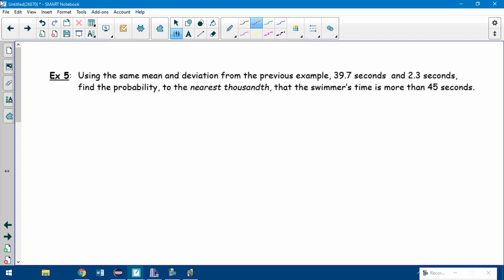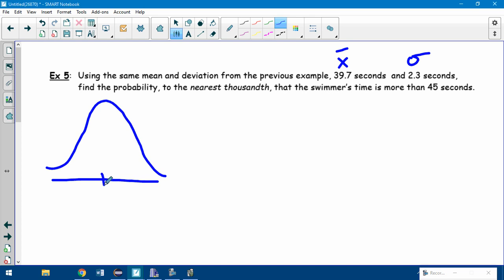All right, let's do just a couple more and then we'll be done. Using the same mean and standard deviation of the previous example, so we still have a mean of 39.7 seconds and a standard deviation of 2.3 seconds, find the probability to the nearest thousandth that the swimmer's time is more than 45 seconds. So we'll draw a picture. Mean's in the center, 39.7. If I want more than 45 seconds, I'm looking over here.